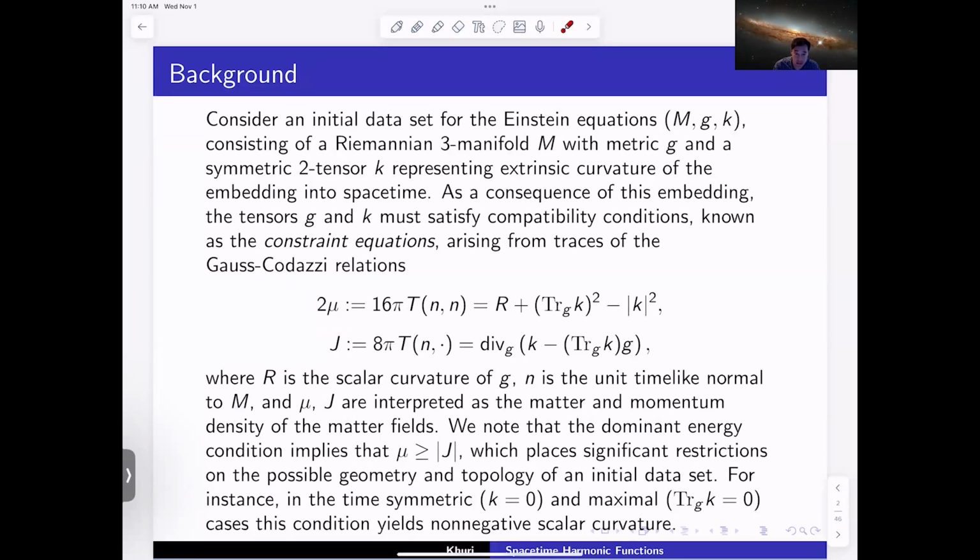The main important inequality that we are going to assume is something called the dominant energy condition, which is a relationship between these two variables. There's physical motivation for this inequality, but geometrically, it's a type of lower bound for the scalar curvature, because R is related to mu, and if it's lower bounded by J, let's suppose, say, trace K is 0, then we immediately have non-negative scalar curvature. And so this is how non-negative scalar curvature is related to mathematical relativity.